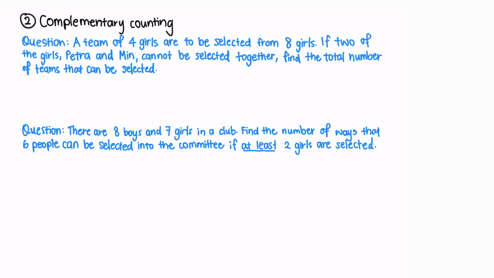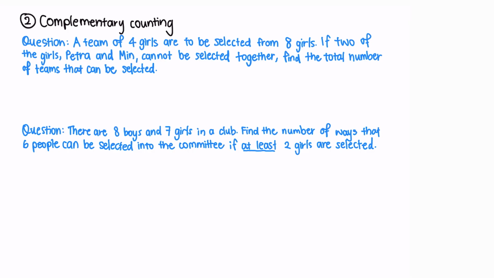So let's do this question. A team of 4 girls are to be selected from 8 girls. If 2 of the girls, Petra and Min, cannot be selected together, find the total number of teams that can be selected. So essentially, what this question is trying to ask us to do is take the total minus the number of ways that Petra and Min are selected together. Because if we do this, we'll get the number of ways that Petra and Min cannot be selected together. This is because Petra and Min being selected together is the complete opposite of them not being selected together.